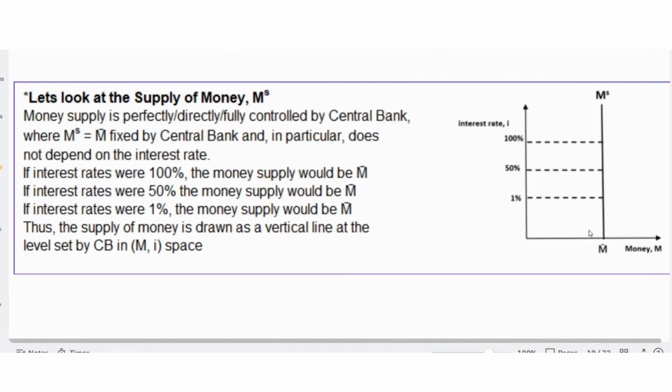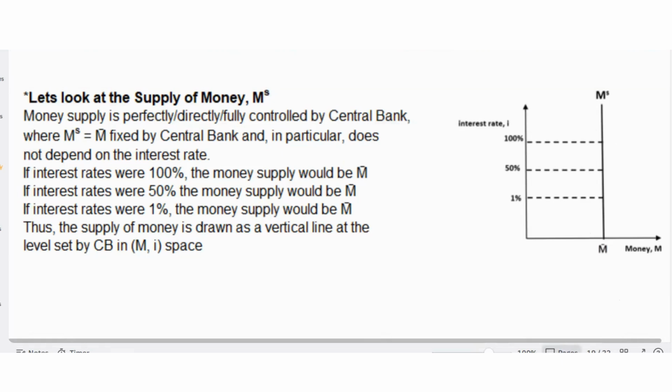If interest rates were 100%, the money supply set by the central bank would be M bar. If interest rates were 50%, it would still be M bar. If interest rates were 1%, it would still be M bar. Thus, since the money supply is fixed by the central bank and does not depend upon the interest rate, it is drawn as a vertical line at the level set by the central bank in the M-I space, i.e. at M equal to M bar, like here.